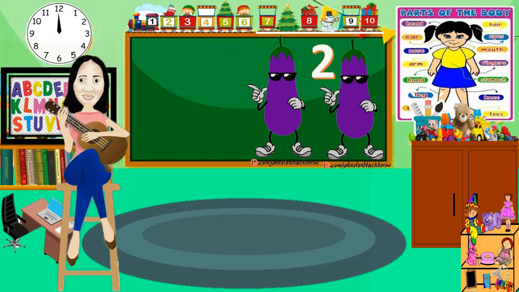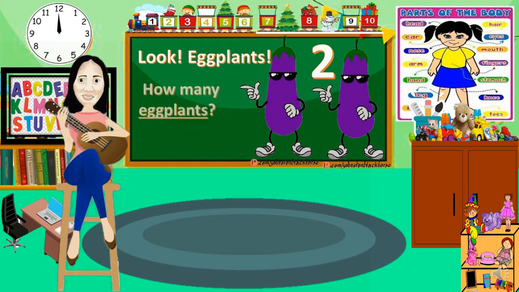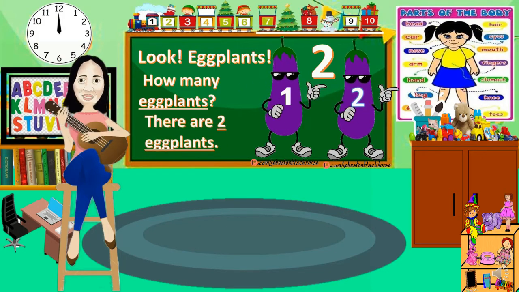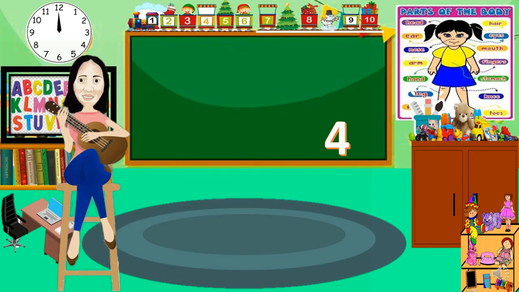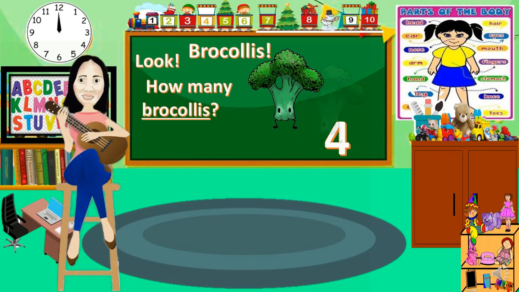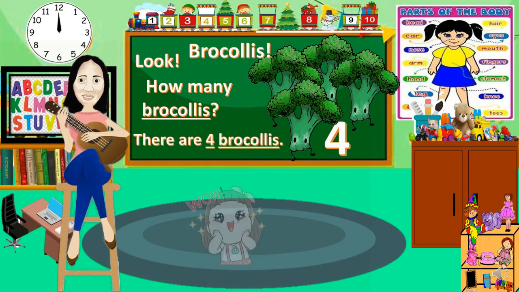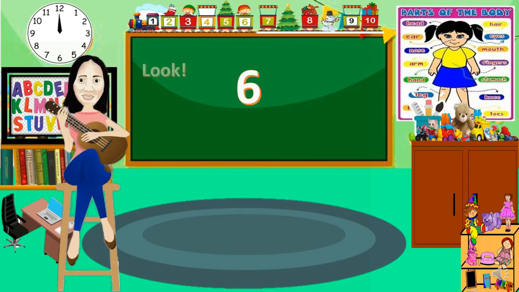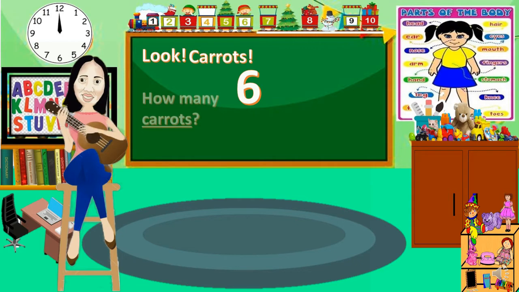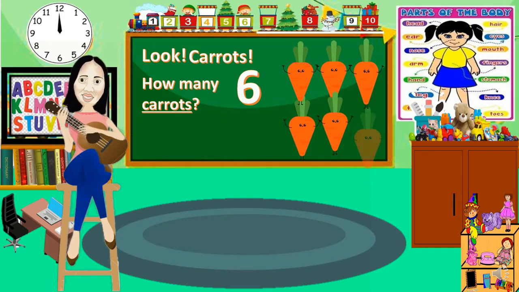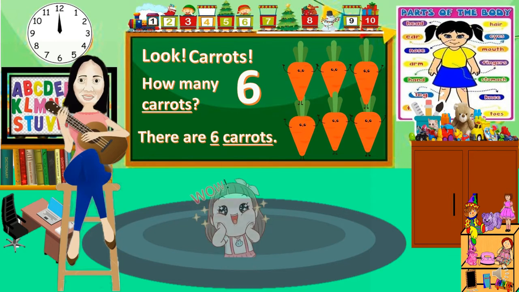Look, eggplants. How many eggplants? One eggplant, two eggplants. There are two eggplants. Wow! Look, broccoli. How many broccolis? One broccoli, two broccolis, three broccolis, four broccolis. There are four broccolis. Wow! Look, carrots. How many carrots? One carrot, two carrots, three carrots, four carrots, five carrots, six. There are six carrots. Wow!